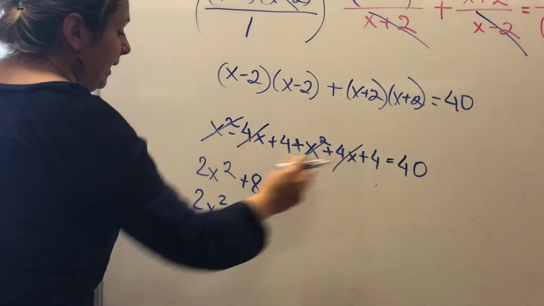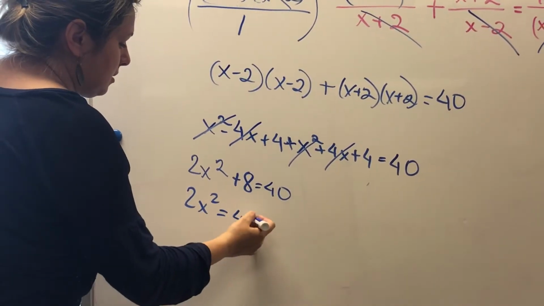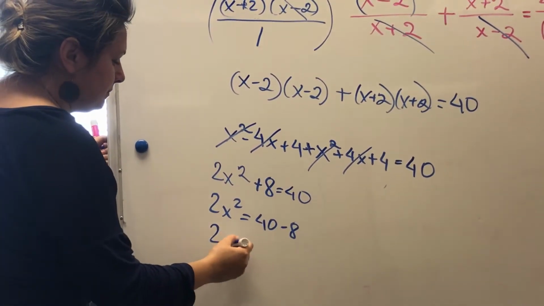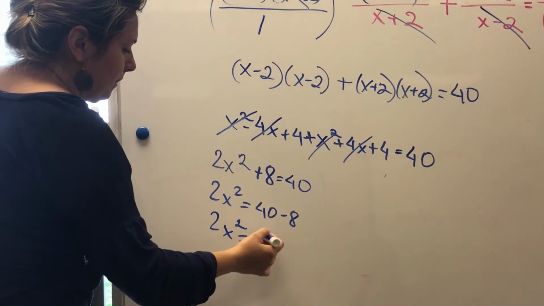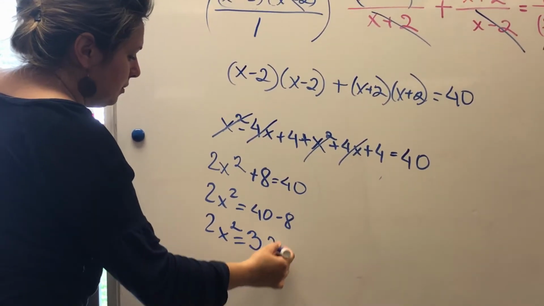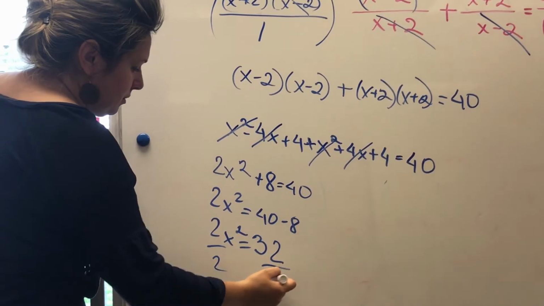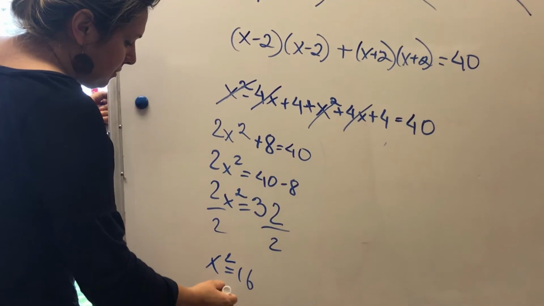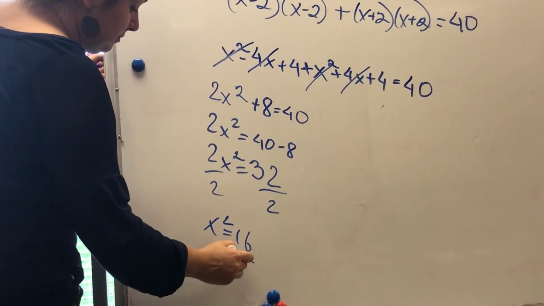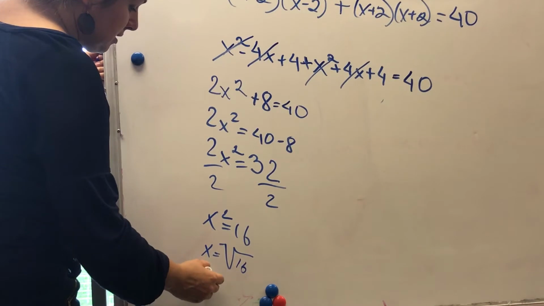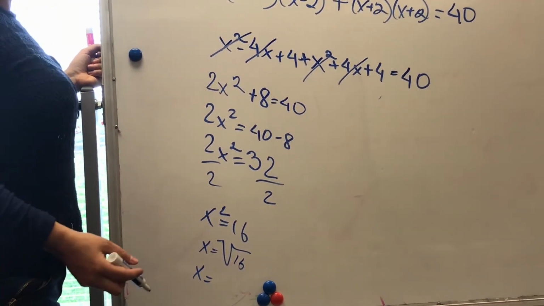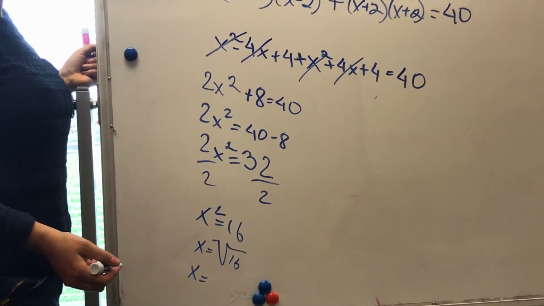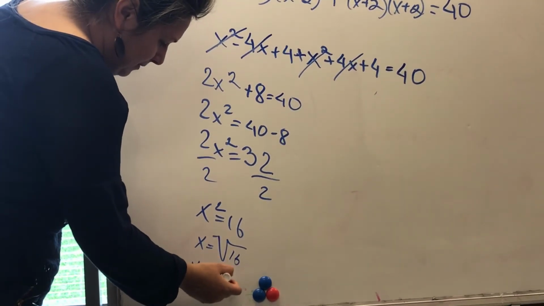I'll move my 8 to the right for now because I'm here to combine my numbers. 32. I'm going to reduce by 2. X squared equals 16. X equals 4. Well, be exact, please. It's not 4, it is plus or minus 4. Thank you. But 4 is okay.